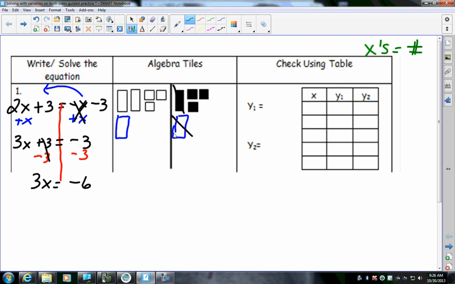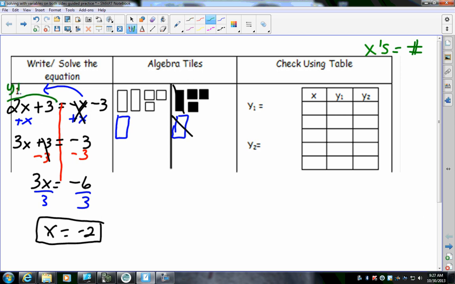Now, I don't want you to draw the tiles after that first step, just because we don't need that right now, because we should know how to do the two-step equations. Then you're going to divide by 3. x equals negative 2. Now, we have to check it, and we check it just like we've done before.